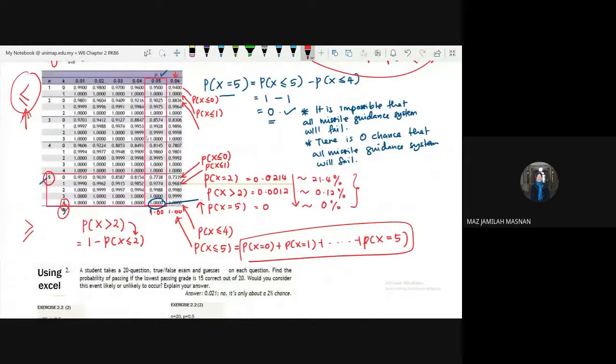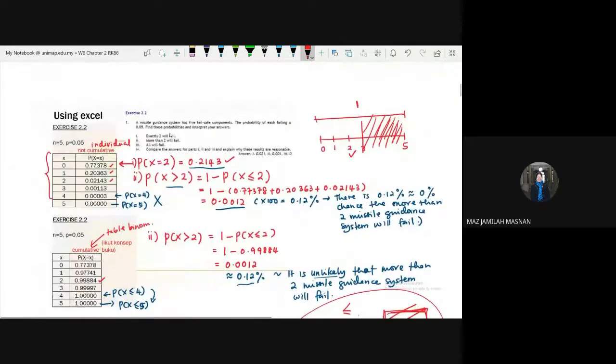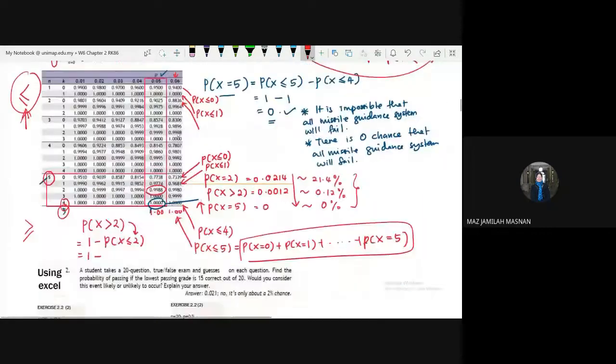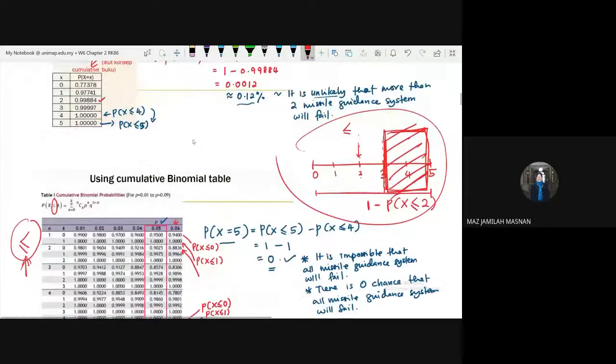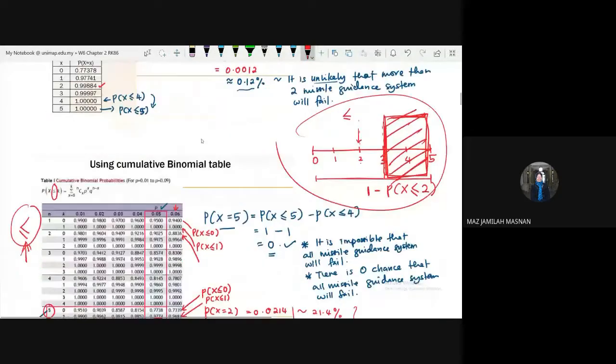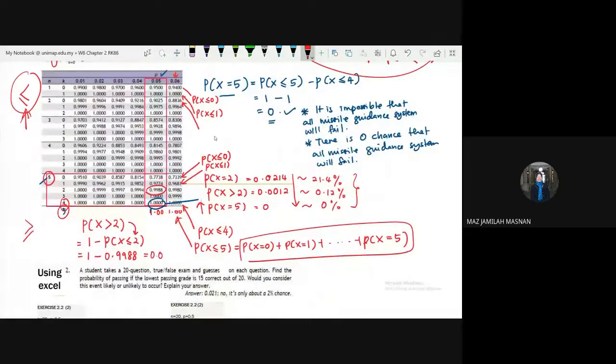So how do we solve? Now we have 1 minus P(X less than or equal to 2). It will be this. Am I referring to the correct one? So it will be 1 minus 0.9988, so it will be 0.0012. Any more questions before we move to the second question?